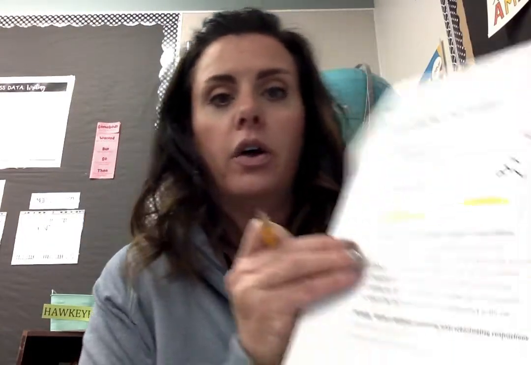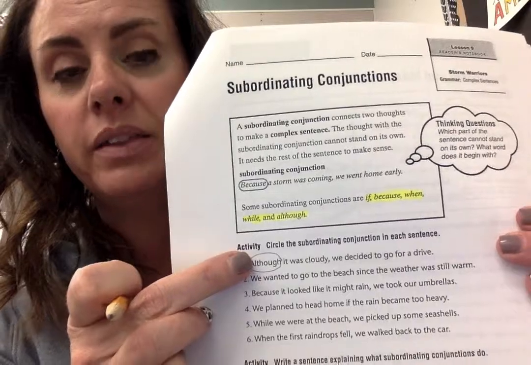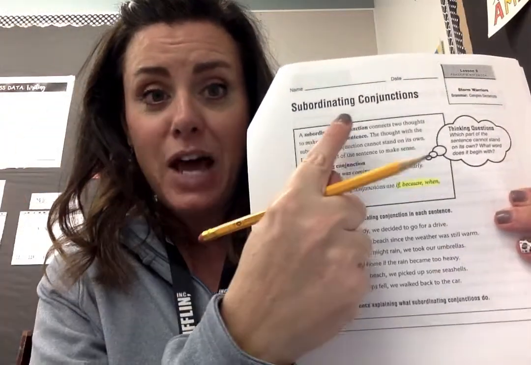Number 1, although it was cloudy, we decided to go for a drive. Did you find it? Although, and so we circle it. I've got a pencil right here. I'm going to circle although. There it is right there. That's not hard. It sounds like it's going to be hard. Those are some big words, but this really isn't that bad.